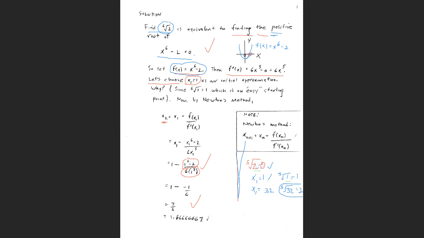So in our case, the sixth root of 1 is not too far away from the sixth root of 2. So we go with that. Okay, so we get x2 equals 7/6, which incidentally is 1.16666667, but what I'm doing is rounding at the 8th decimal place here.